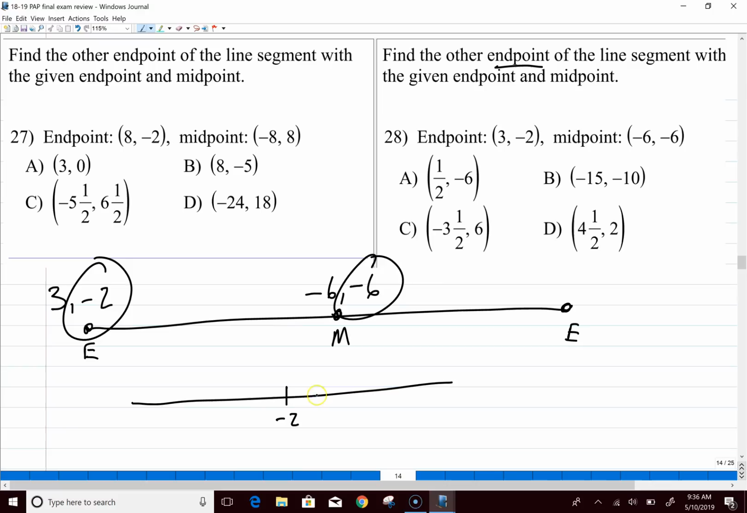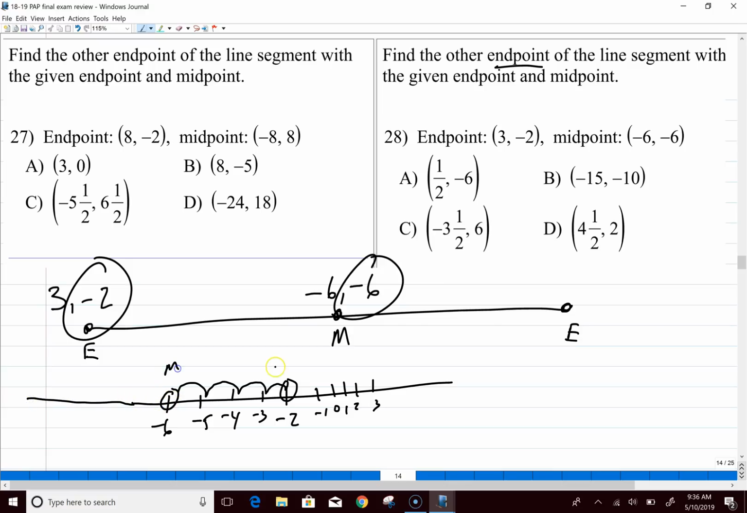Here's -2. Right? That's -1, that's 0, 1, 2, 3. Here's -3. Here's -4, here's -5, here's -6. If my middle is right here, but my endpoint is right here, how far away is that? It is 1, 2, 3, 4. It's 4.